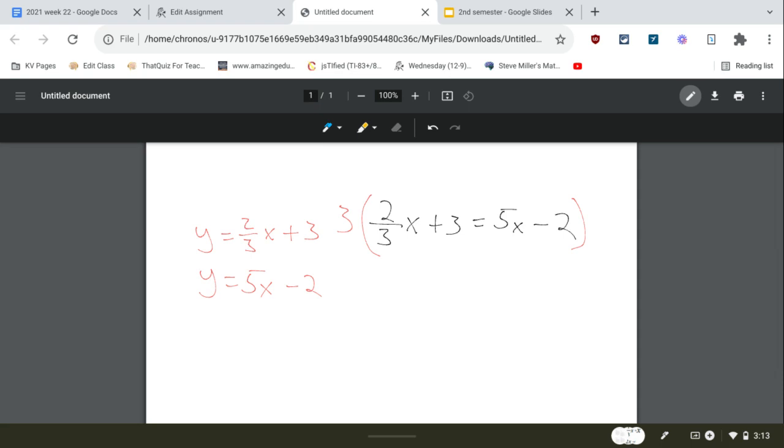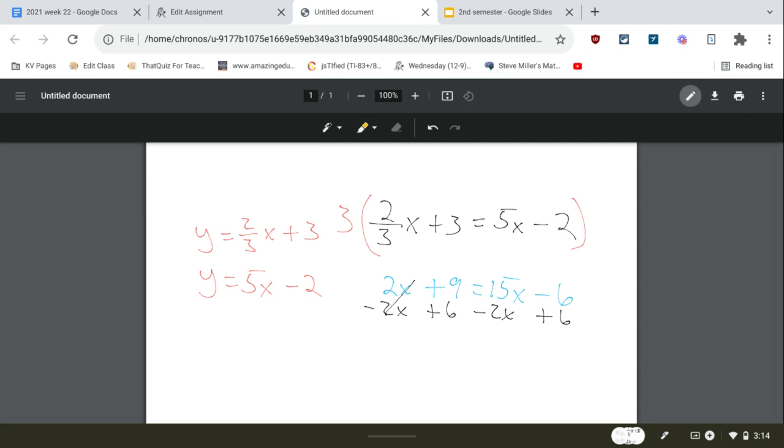So 3 times 2/3, the 3's cancel, leaving me with 2x. 3 times 3 is 9, and I have to multiply the right side by 3 as well: 15x, and then 2 times 3 is 6. I need to move all my x's onto one side and my other numbers to the other. I'm going to move my 2x to the right-hand side, and my 6 to the left-hand side, so add 6 to both sides.